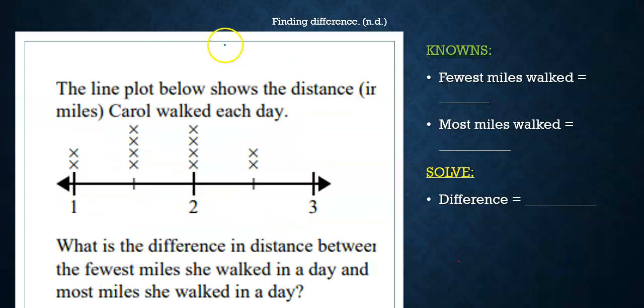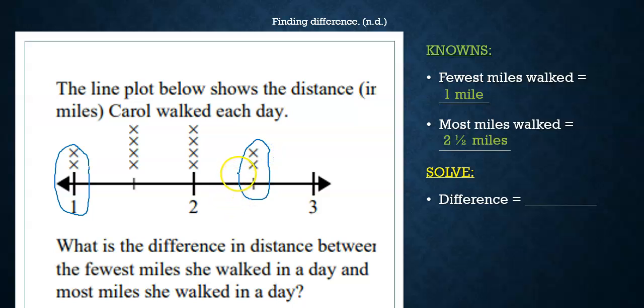Okay. The line plot below shows the distance in miles Carol walked each day. What is the distance in miles between the fewest miles she walked in a day and the most miles she walked in a day? Okay, so the fewest miles, our first known, is 1 mile. Well, I already put it up. The most miles walked in a day is 2.5.